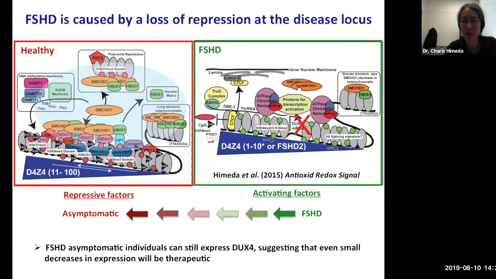DUX4 is one of those things where the primary defect occurs upstream of DUX4. It's really at the disease locus, where the repression is lost. Because of that, DUX4 is expressed, and then DUX4 has all of these downstream effects. It turns on all of these genes, which are only supposed to be on in germ cells or the embryo. And those have all these pathological effects.